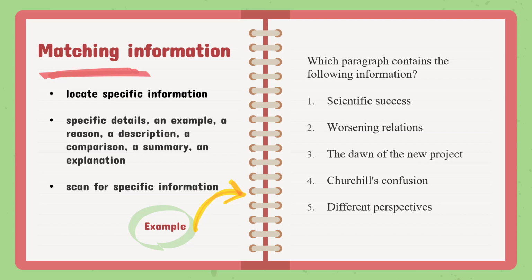You need to locate specific information, specific details, an example, a reason, a description, a comparison, a summary, an explanation, whatever, anything in the text could be picked up here. And you need to find out the keyword and then scan for specific information. For instance, you see the question here, you see that scientific success is actually a phrase here.